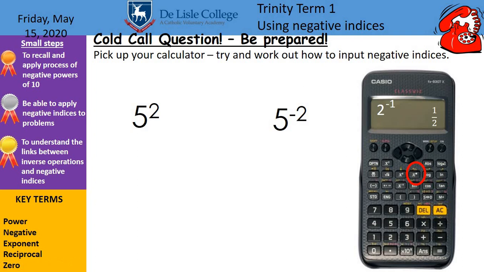Now what's the same is quite obvious. There's a 2 in both, and the base value is 5. But what's different is you've got the positive exponent and the negative exponent.